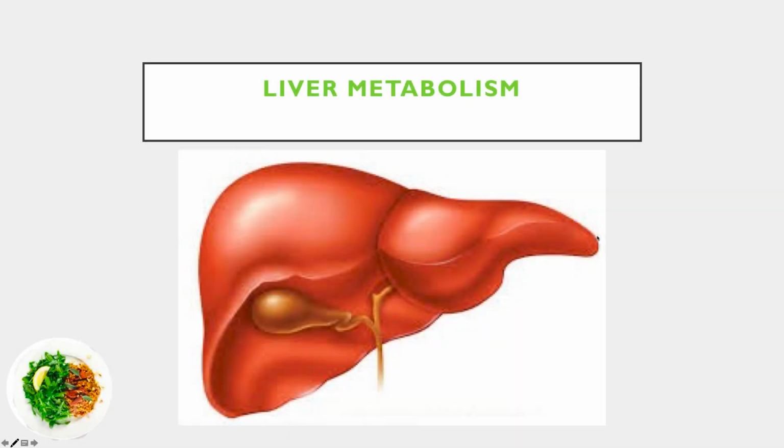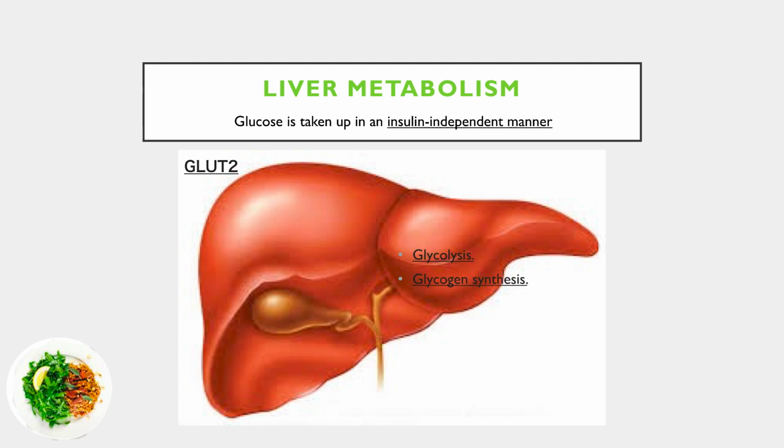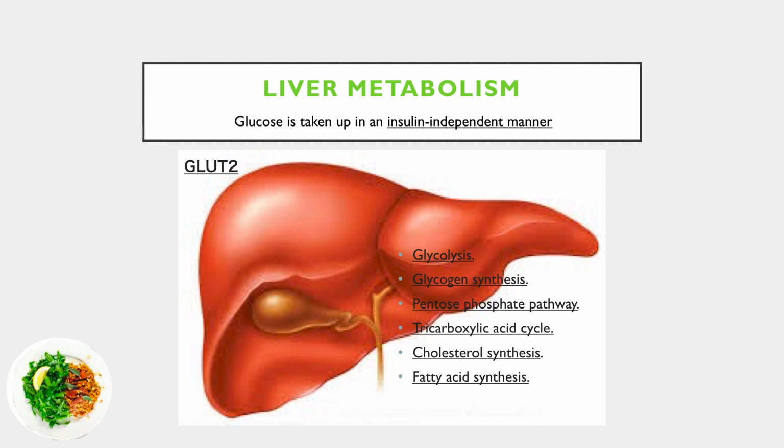So the synthesis of fatty acids is an anabolic process that occurs in the cytosol of the liver under fed conditions. Remember, glucose is taken up under these conditions in the liver in an insulin-independent manner through GLUT2. And we have the processes of glycolysis, glycogen synthesis, the pentose phosphate pathway, the TCA cycle, cholesterol synthesis, and fatty acid synthesis occurring. And that's what we'll talk about today, fatty acid synthesis.